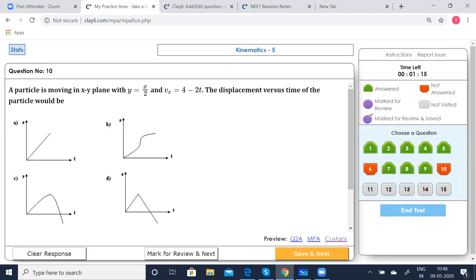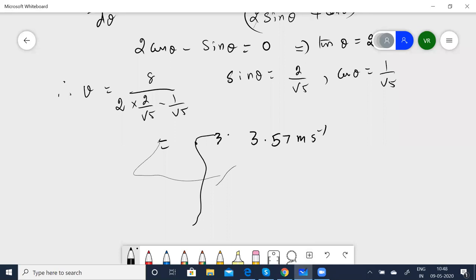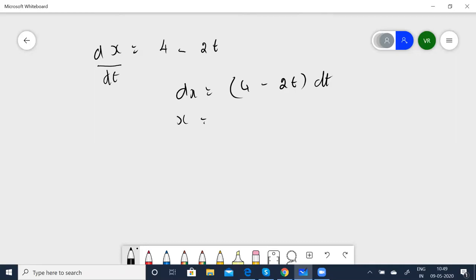Let me do it here so that you understand it better. dx by dt is given as 4 minus 2t, or I can write dx is equal to (4 minus 2t) dt. Now integrate on both sides, and I get x is equal to 4t minus 2t squared by 2, which is equal to 4t minus t squared.